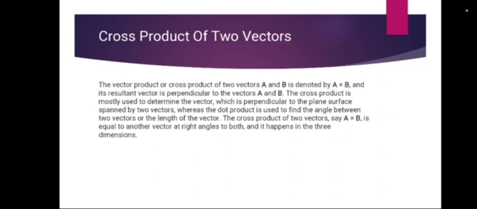The vector product or cross product of two vectors A and B is denoted by A cross B, and its resultant is perpendicular to the vectors A and B. The cross product is mostly used to determine the vector which is perpendicular to the plane surface spanned by two vectors, whereas the dot product is used to find the angle between two vectors or the length of the vector. The cross product A cross B is equal to another vector at right angles to both, and it happens in three-dimensional space.